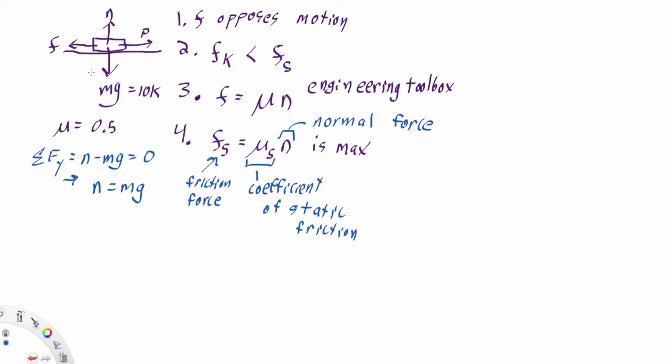Okay, so with that consideration out of the way, in this very simple box on a surface diagram that we have here, the normal force is equal to the weight. Therefore, we would expect the static frictional force to be like 50 newtons.